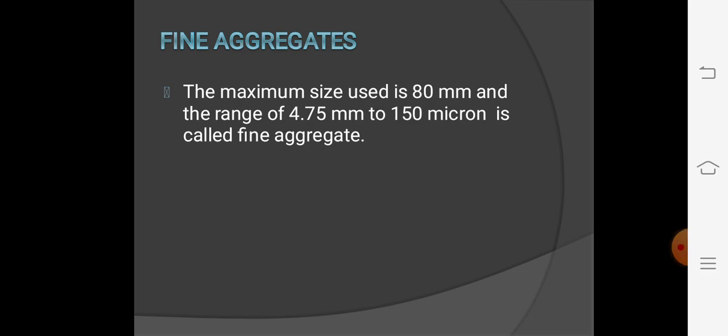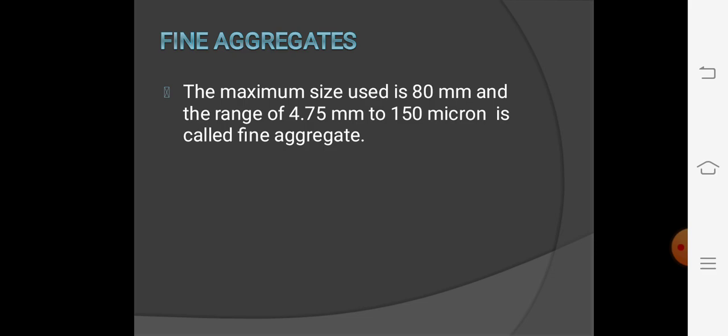Hello everyone, our today's topic is fine aggregate, that means the definition of fine aggregate, then the different properties of fine aggregate. Let's see first the definition of fine aggregate. The aggregate having size less than 4.75 mm is called fine aggregate. That means the maximum size we use in aggregate is 80 mm, and the range of 4.75 mm to 150 micron is called fine aggregate.